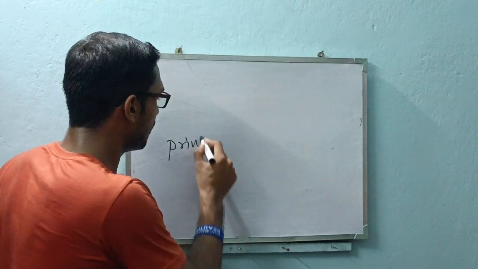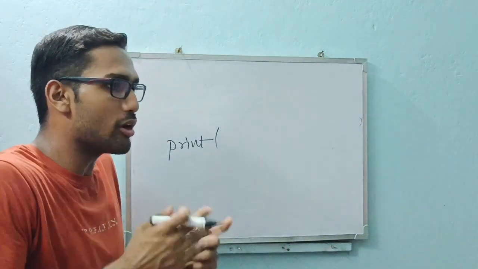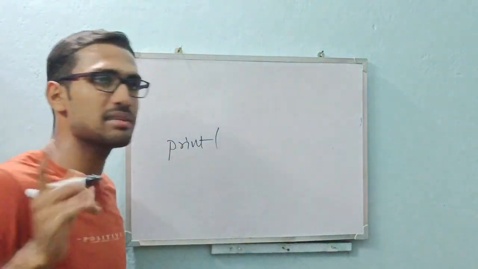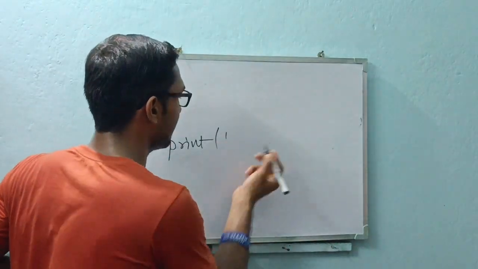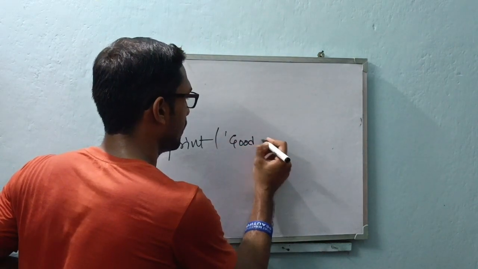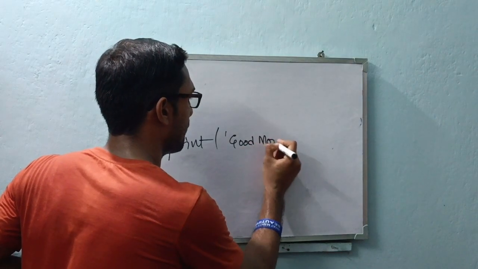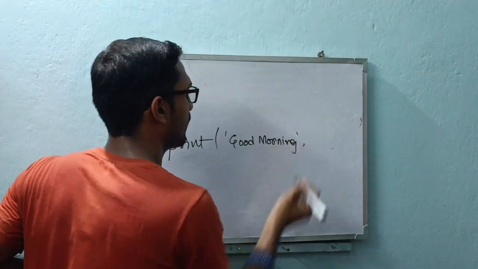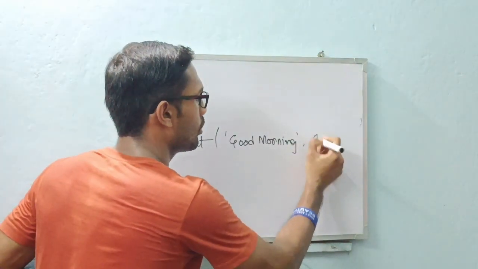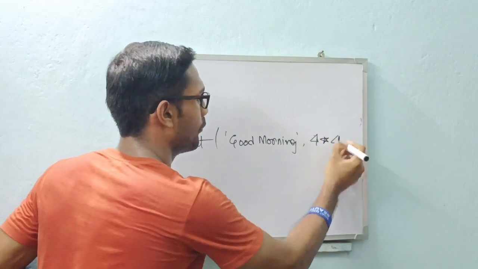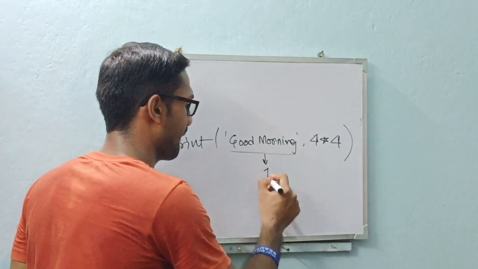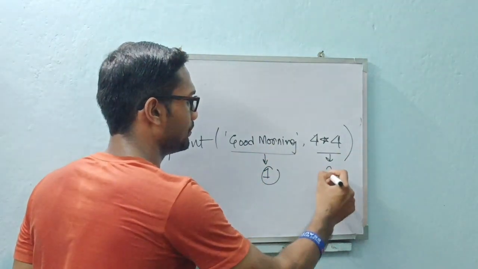Now I will be passing two parameters. In order to separate one parameter from the other, I will be using a comma. So the comma helps us to separate the parameters. So, "good morning", comma. This is the string, and let me pass an expression, 4 into 4. So this is an expression, 4 into 4. This is the first parameter and this one is the second parameter.